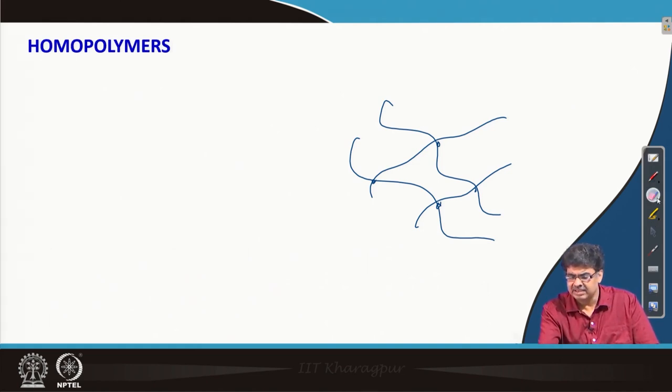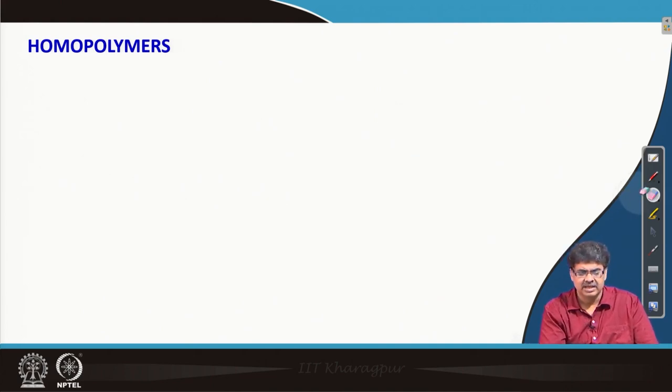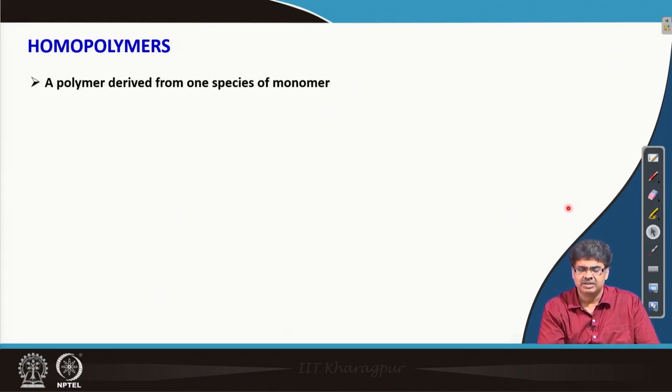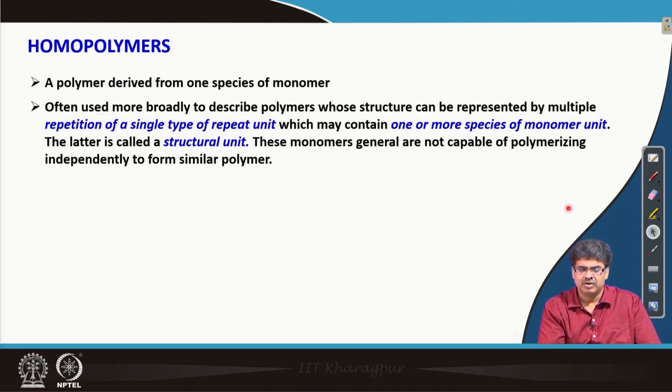Now, we will go to the next classification, which is homopolymer and copolymer. Homopolymers are basically polymers derived from one species of monomer, and the term is often used more broadly to describe polymers whose structure can be represented by multiple repeat units of a single type of repeat unit. A polymer like PET, which I drew a few minutes back, is also a homopolymer, because I cannot make a polyester molecule from either ethylene glycol or terephthalic acid alone. So we should call polyethylene terephthalate a homopolymer, not a copolymer, because we cannot make a polymer independently from either terephthalic acid or ethylene glycol.